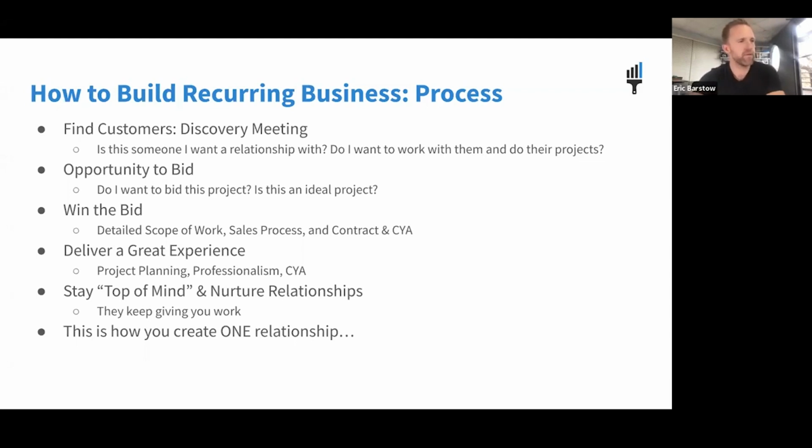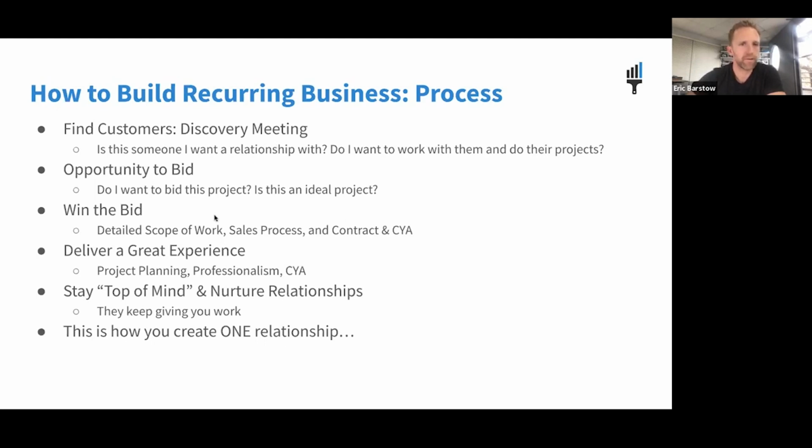So if I ask them, for example, why don't you have another painter you work with already? And they say, too expensive, too expensive, too expensive. We just need someone who can get jobs done as cheap as possible. I might not be interested in that relationship and wasting my time with it. So we find customers and identify the ones we want.